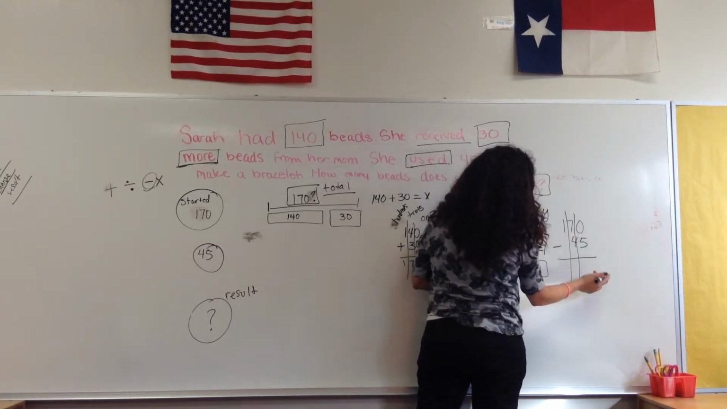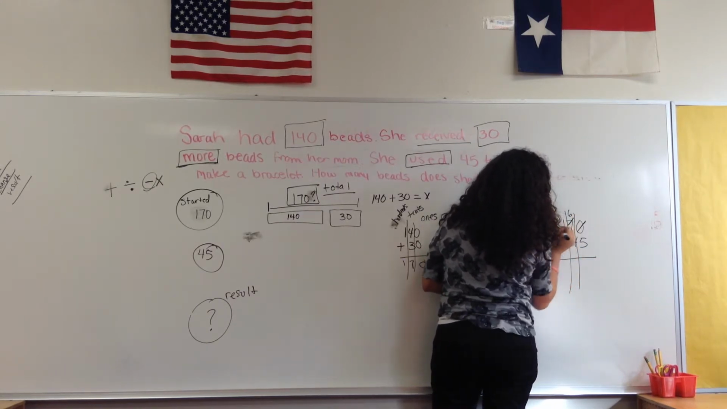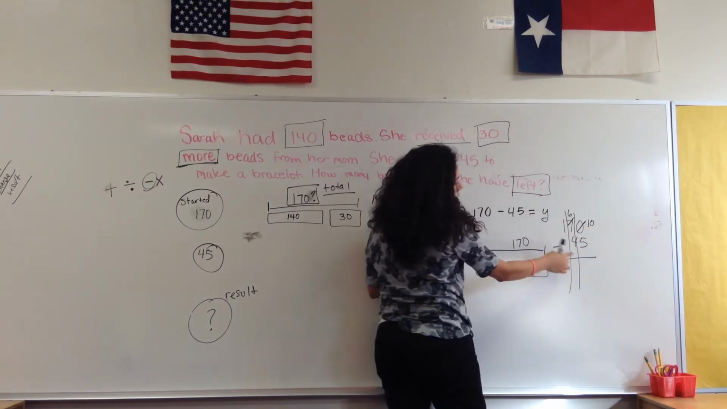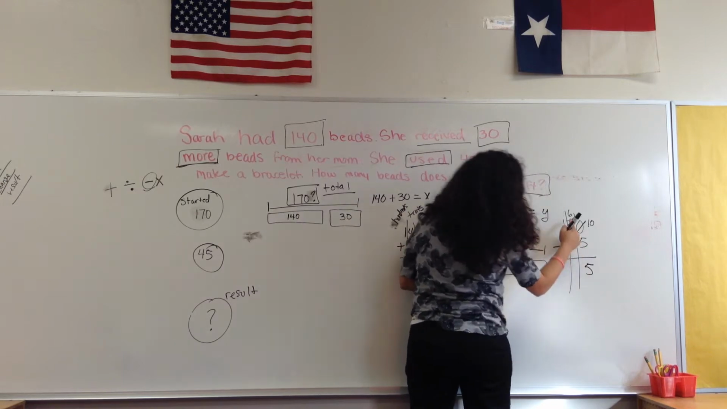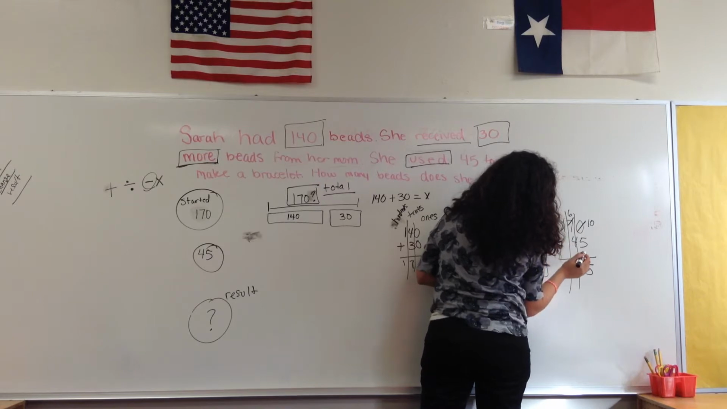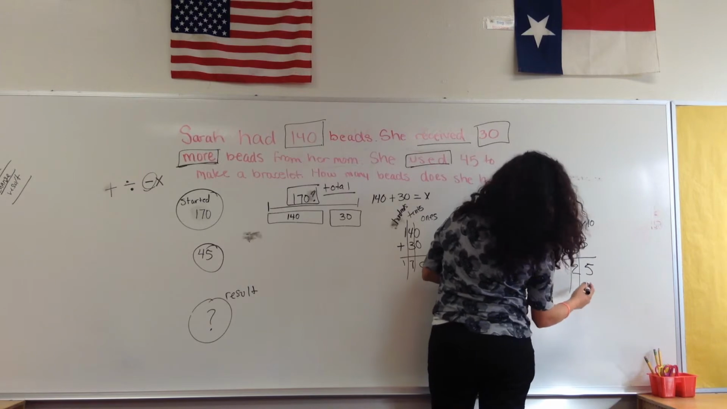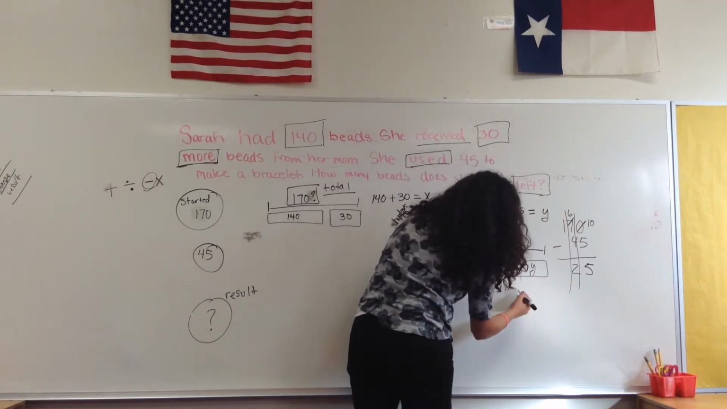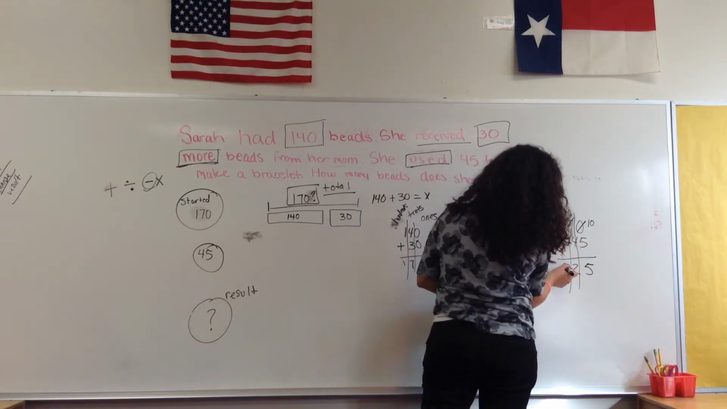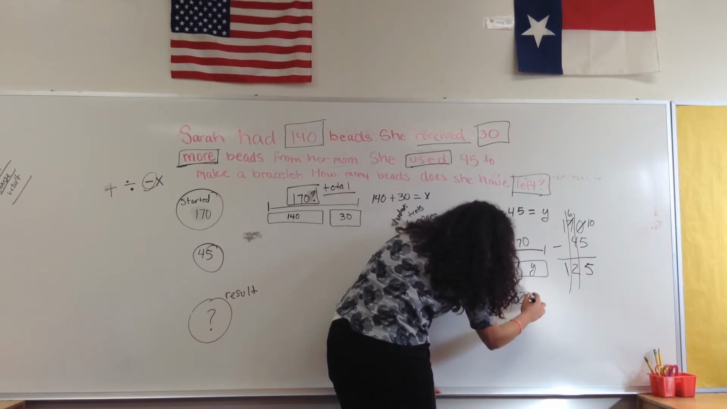First thing, you subtract your ones. So you have to borrow from the 7. That makes 6. This makes 0, converts to a 10. So 10 minus 5 is 5. 6 minus 4 is 2. And 1 minus 0, we borrowed it. So it's 125. So now we know that she has 125. So y equals 125.